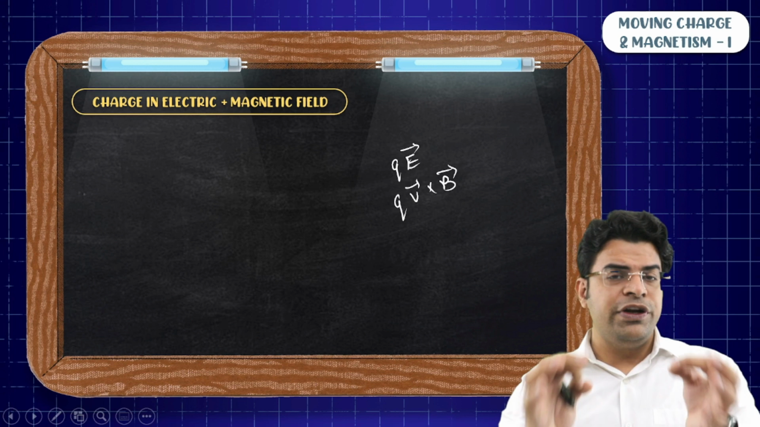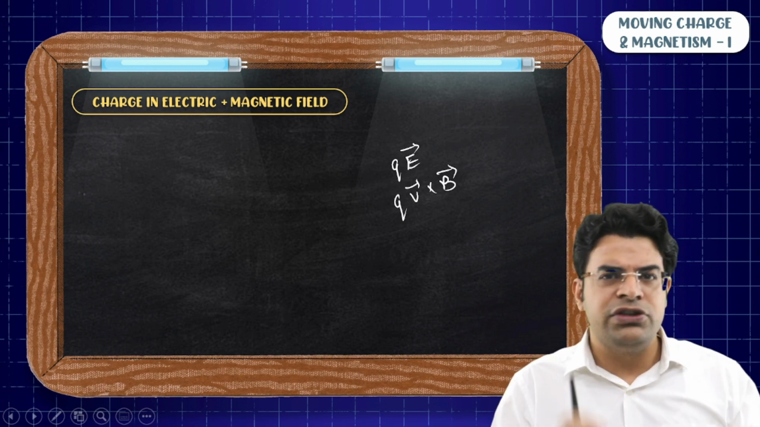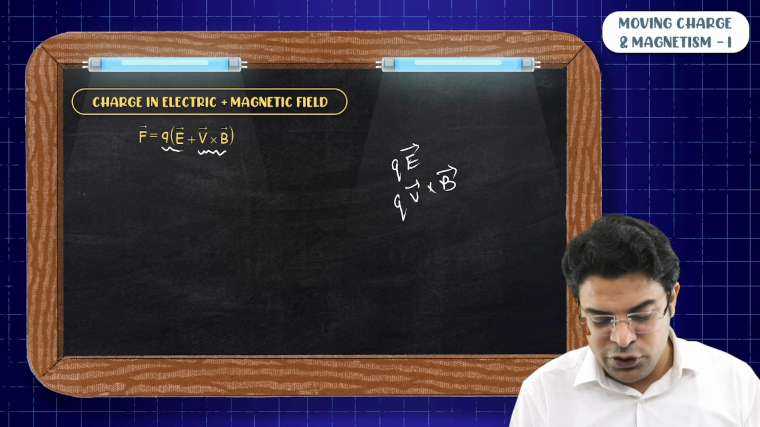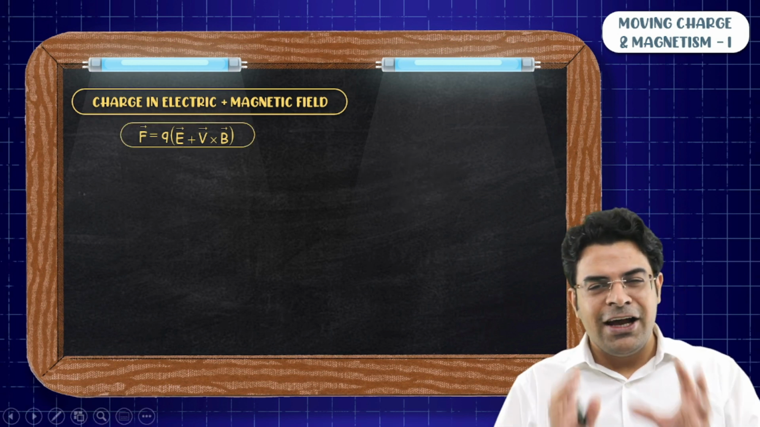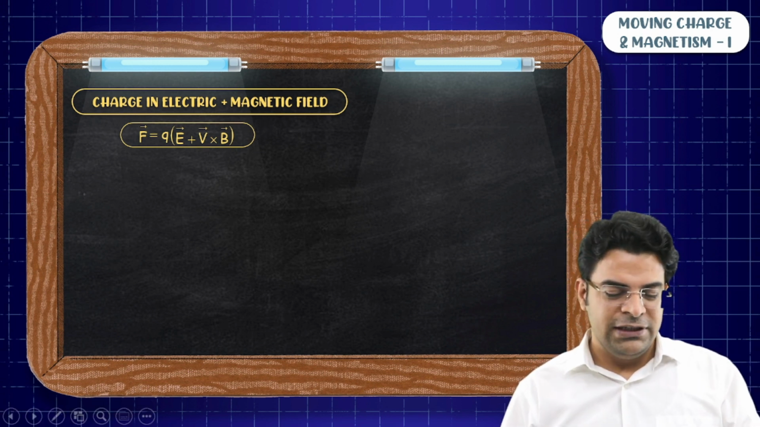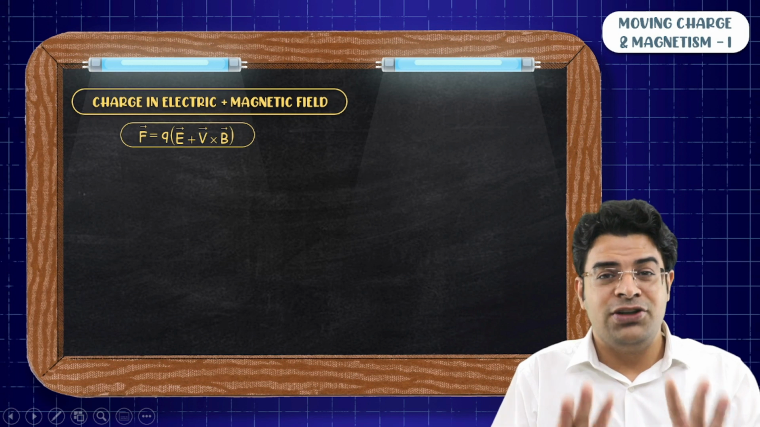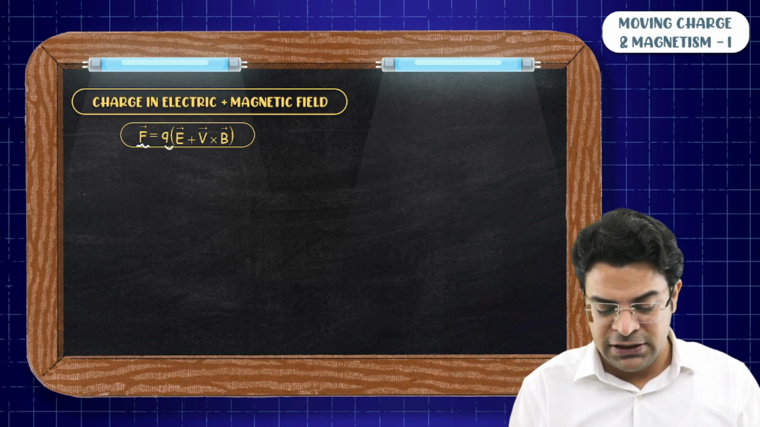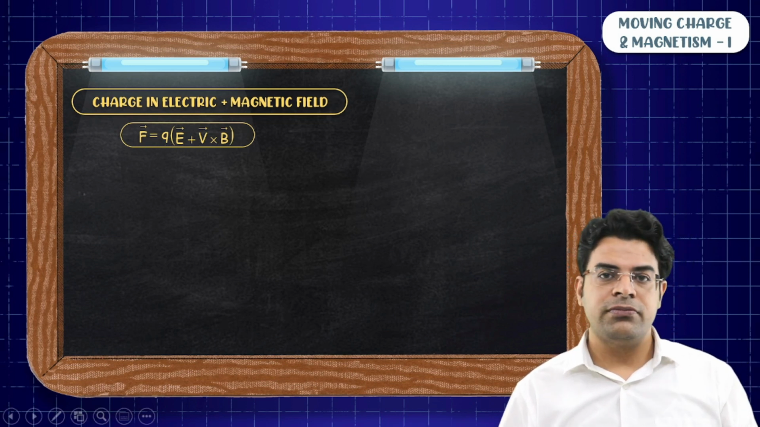Since both the fields are present, both of them will apply force, and the net force on the charged particle will be equal to QE plus Q into V cross B. I am a liar if I tell you that this is how we get the net force. There is something more to it, but that is out of our syllabus. So just remember that the net force is nothing but the electric force plus magnetic force.